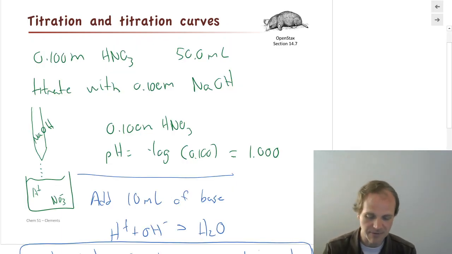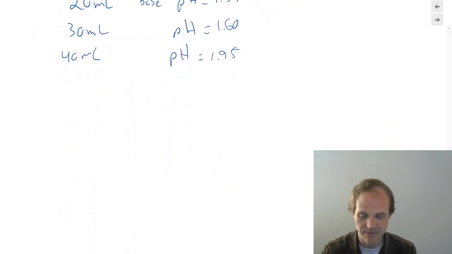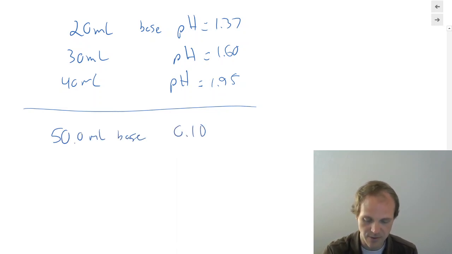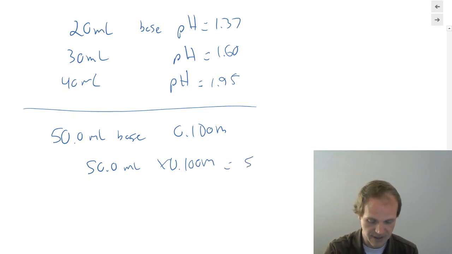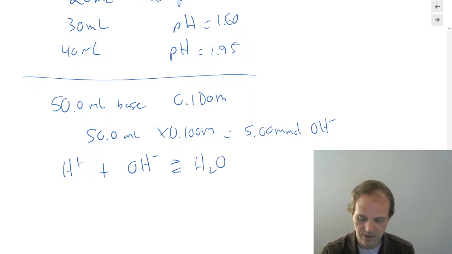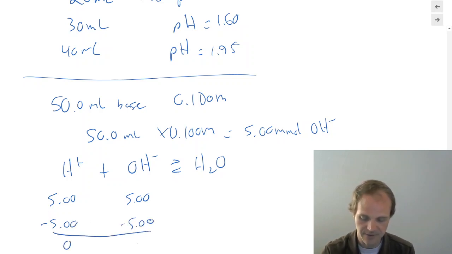Okay. So why did I stop at 40 milliliters? Because something magical happens at 50 milliliters. What magical thing happens at 50 milliliters? 50.0 milliliters of base added. Remember, it was 0.100 molar. 50.0 milliliters times 0.100 molar is 5.00 millimoles of base. If I make my H+ and OH minus go to water table here, that's going to be 5.00, 5.00. I'm going to use up all of it, and I'm going to have nothing left.